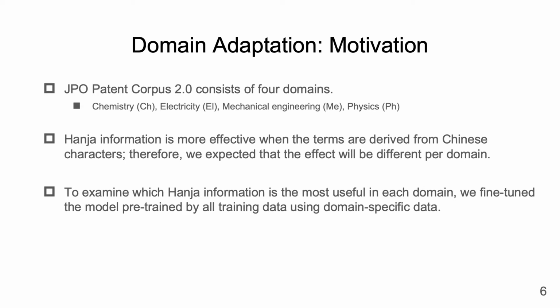Additionally, we did domain adaptation. The JPO patent corpus consists of 4 domains, and Hanja information is more effective when the terms are derived from Chinese characters. Therefore, we expected that the effect will be different per domain. To examine which Hanja information is the most useful in each domain, we fine-tune the model pre-trained on all training data using domain-specific data, and translate the test data for each domain using a domain-specific translation model.